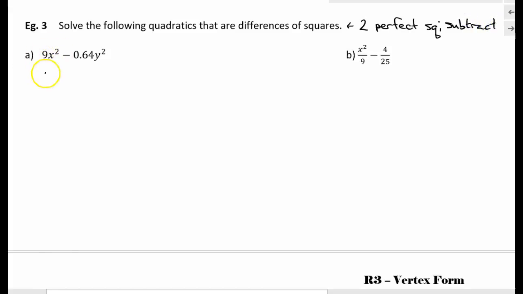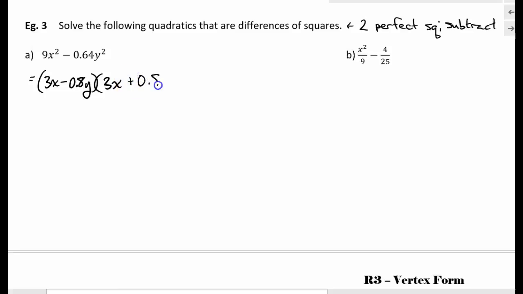So our first term in example A is pretty easy to spot. So we talk about the square root of 9 is 3, the square root of x squared is x. The square root of 0.64 is actually 0.8. Okay, because the square root of 64 is 8, and then we've got some decimal relationships there. Okay, and the square root of y squared is y. So we can do it that way.